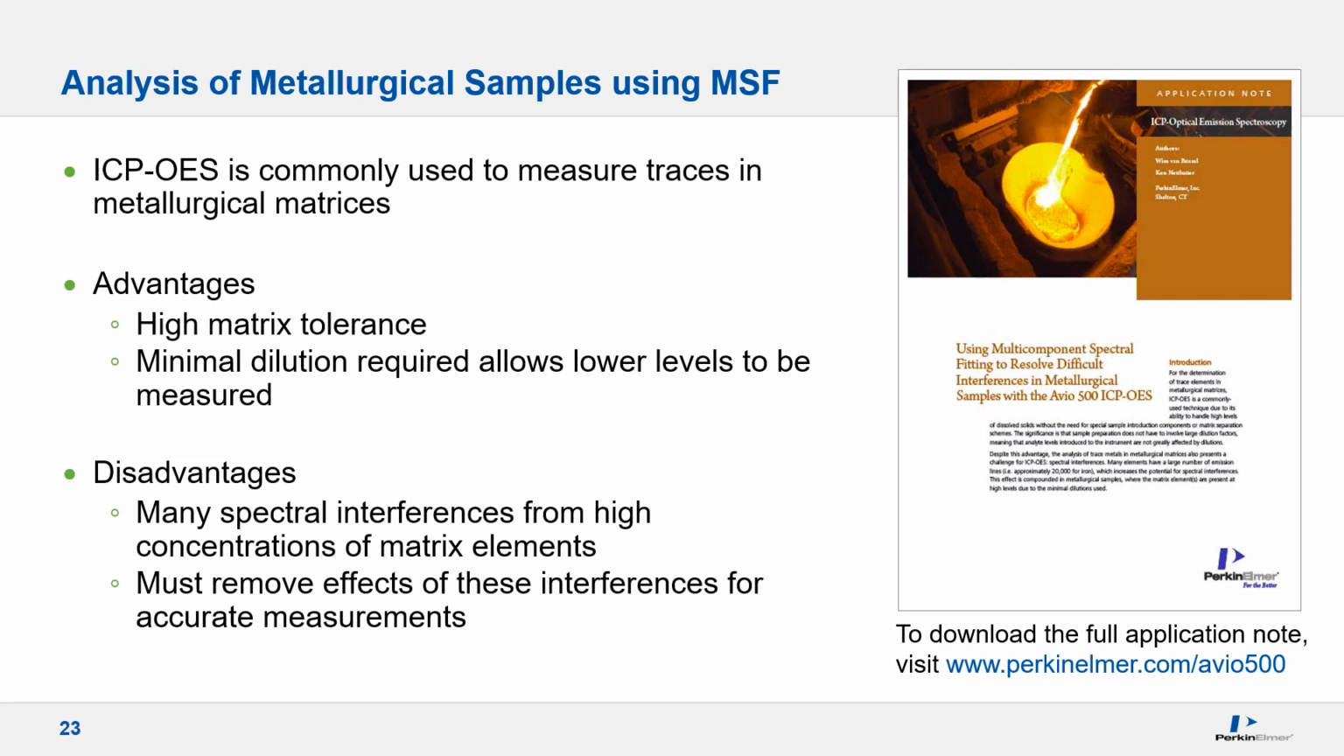Despite this advantage, the analysis of trace metals in metallurgical matrices also presents a challenge for ICP-OES: spectral interferences. As I have mentioned, many elements have a large number of emission lines, which increases the potential for spectral interferences. This effect is compounded in metallurgical samples, where the matrix elements are present at high levels due to the minimal dilutions used. While several methodologies exist to deal with spectral interferences, PerkinElmer's exclusive MSF modeling is the most robust and easiest to work with.